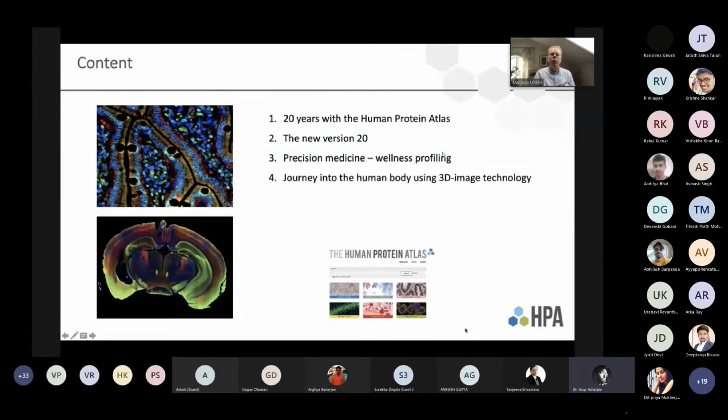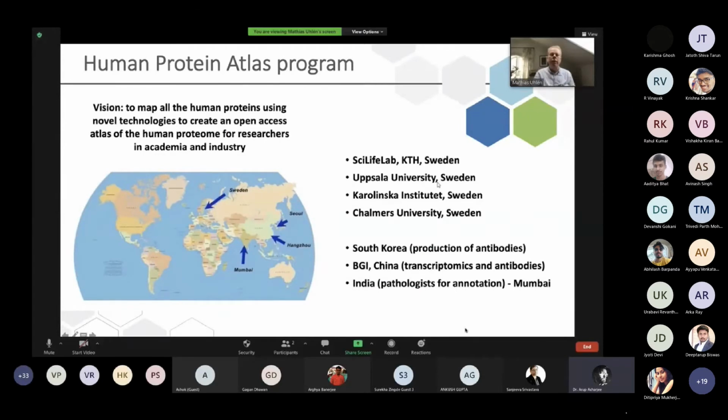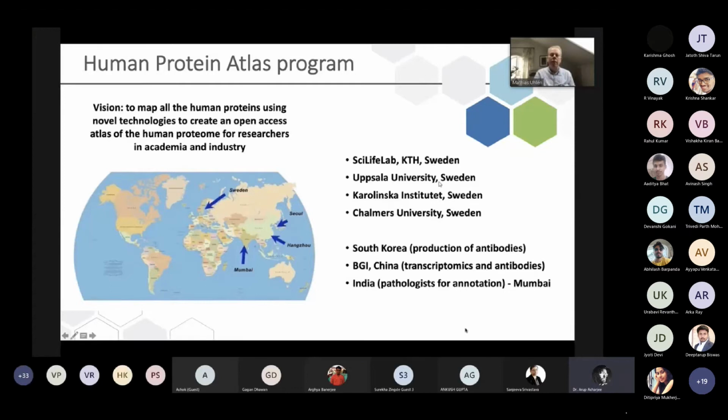So the Human Protein Atlas, the vision is to map all the human proteins using technologies to create an open access atlas of the human proteome for researchers in academia and industry. This is very much a European effort from Sweden, but we have very important collaborations with people in South Korea, BGI, but also the most important collaborator has been in India, in Mumbai, and I will come back to this.